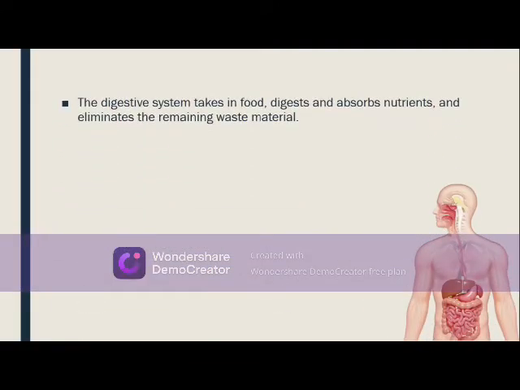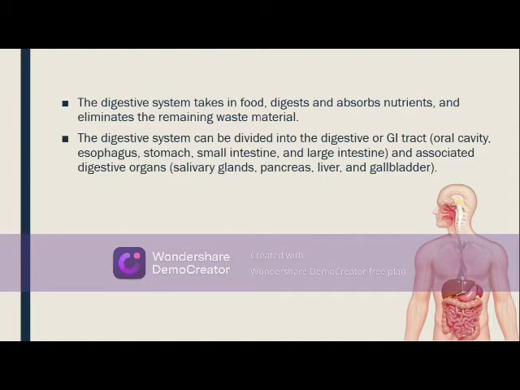It takes in food, digests, absorbs nutrients, and eliminates the remaining waste material. The digestive system can be divided into a digestive or GI tract, which are your oral cavity, esophagus, stomach, small intestine, and large intestine. It also contains your associated digestive organs consisting of the salivary glands, pancreas, liver, and gallbladder.